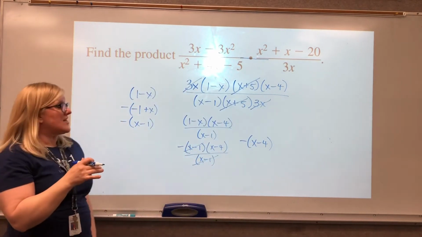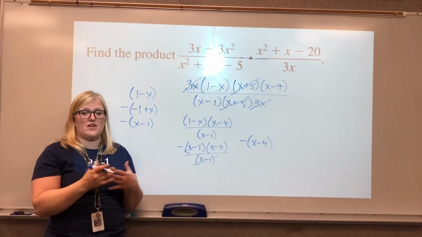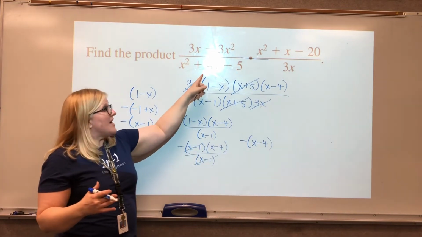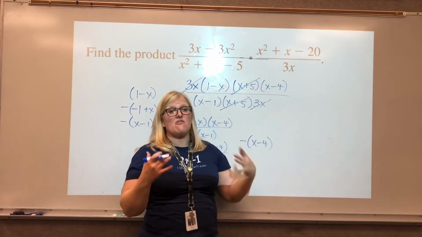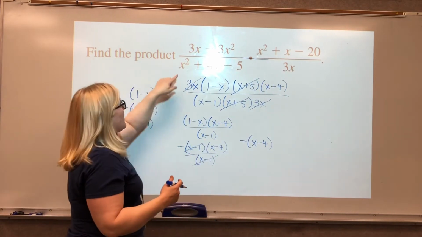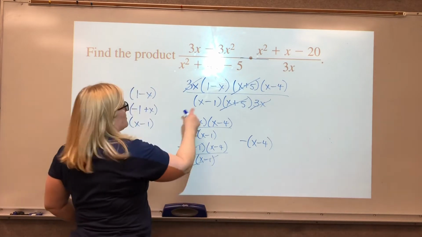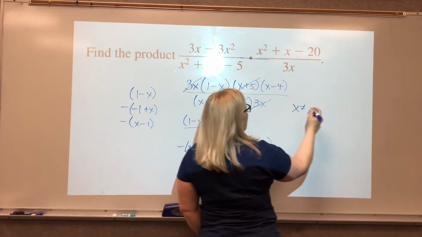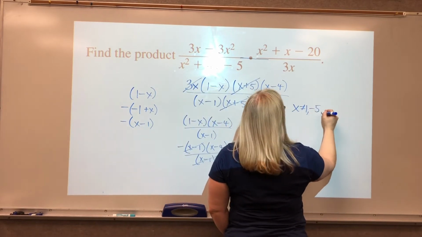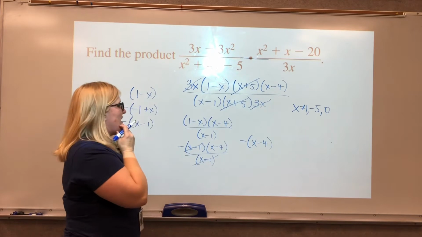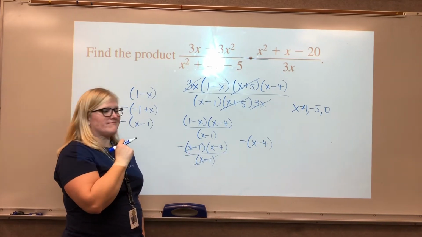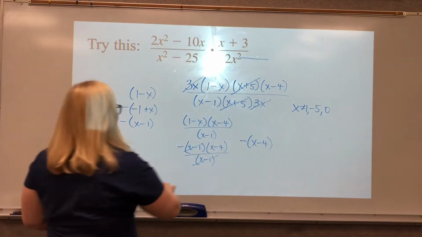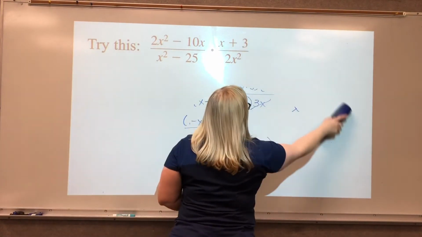Now you'll notice that there's nothing in the denominator, so my answer can have any x value. But up here, I've got several things that x can't be. It's factored, so x can't be 1 or negative 5 or 0. Okay? I know that can be a little confusing. All right, another one. You can pause at any time to try it on your own.